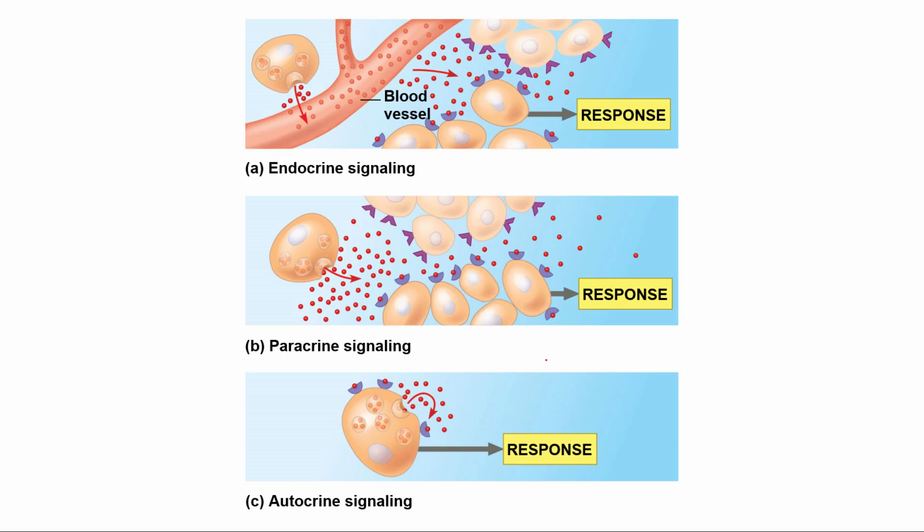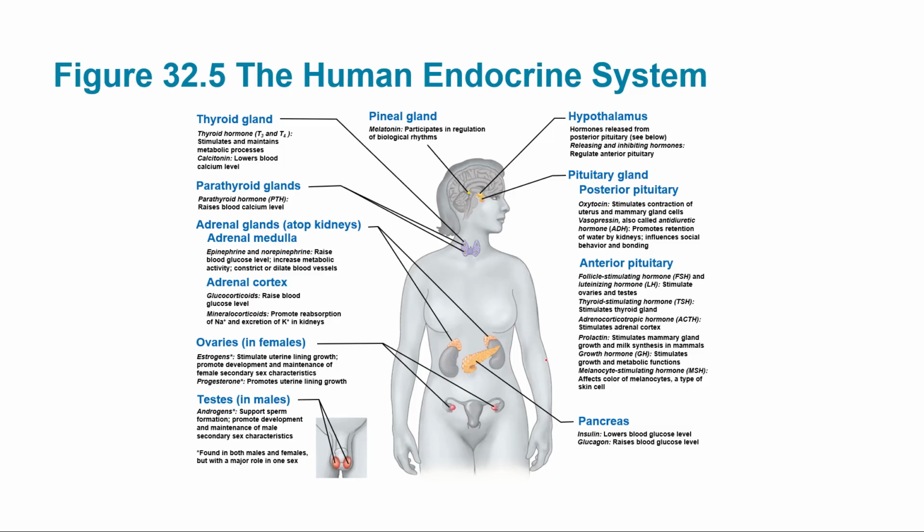There's different kinds of chemical signaling. We're going to focus just on the top one today, endocrine signaling. That's when those signals travel through the blood, like we saw in the last slide, to cells that pick them up and respond to them.